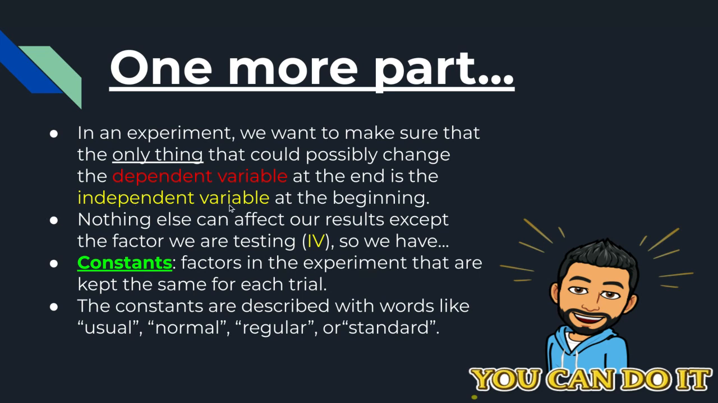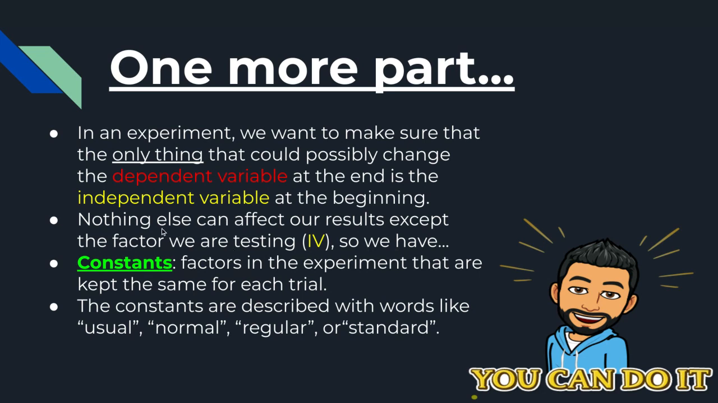We want to make sure that this yellow independent variable is causing the change in the dependent variable and nothing else could be involved. So in order to make sure that nothing else can affect our results except for the factor we're testing, which is the independent variable, and by the way, that's abbreviated IV, or dependent variable is abbreviated DV, in case you got confused.